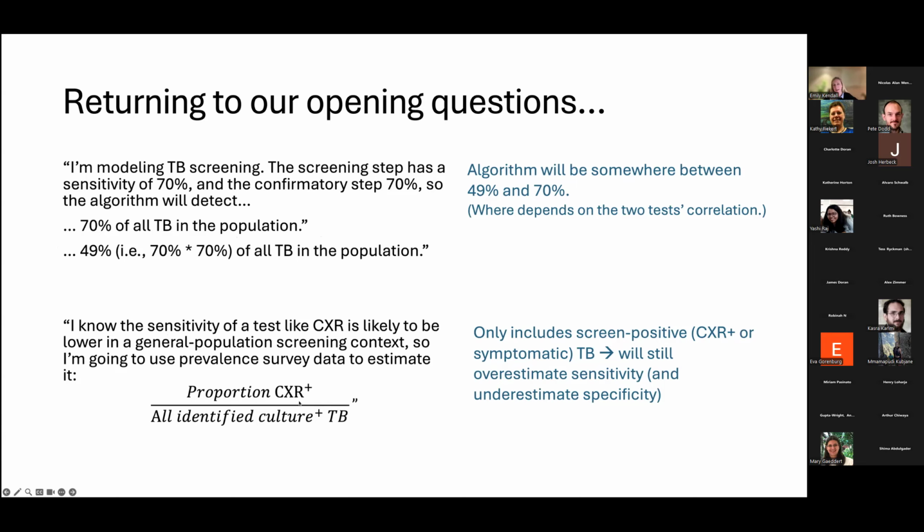But the problem is that the people who are chest X-ray negative and asymptomatic get excluded from the denominator in typical prevalence survey designs. And so this will end up overestimating your sensitivity.